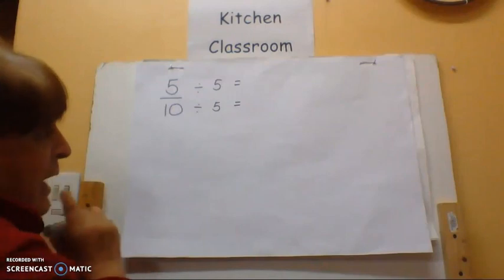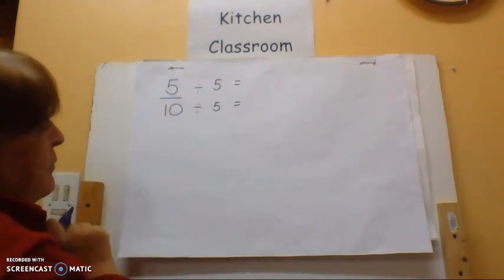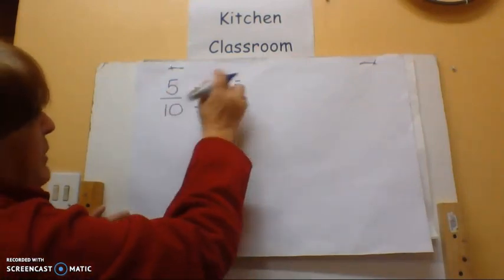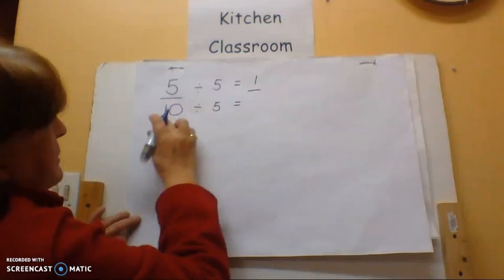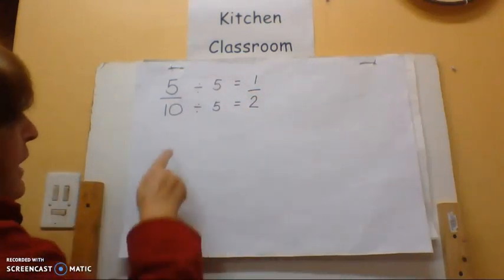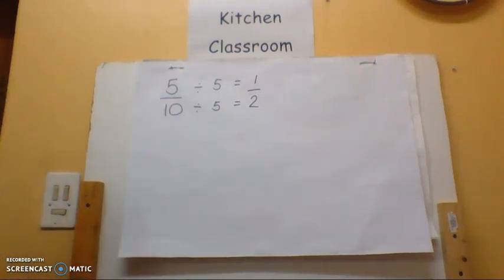It is the biggest number that will divide equally into the numerator and the denominator. So we can say 5 divided by 5 is 1, 10 divided by 5 is 2. Therefore, we can say 5/10 is exactly the same as a half. The only difference is that a half is in its simplest form and the 5/10 isn't. Let's look at another one.